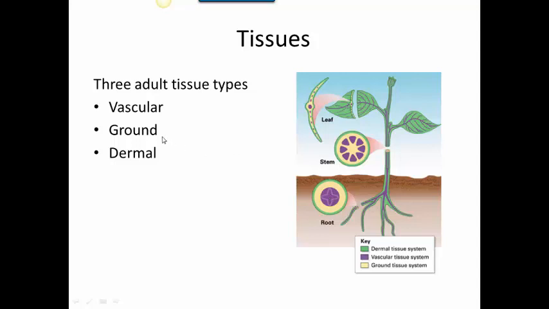The ground tissue surrounds the vascular tissue. It is what's shown here in yellow, surrounding the single vascular bundle in the root, in the middle of the stem and also outside of the vascular bundles in the stem, and then it's also surrounding these vascular bundles in the leaf. Finally, on the outside of these organs, we've got the dermal tissue, which is shown in green here on the root, on the stem, and on the leaf.